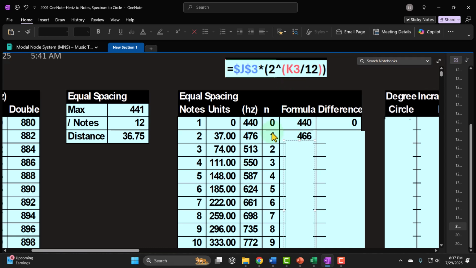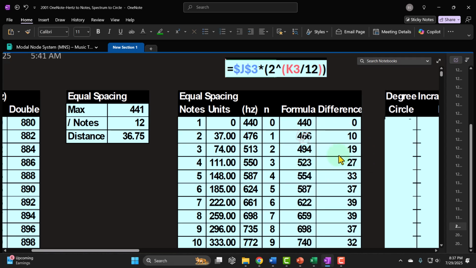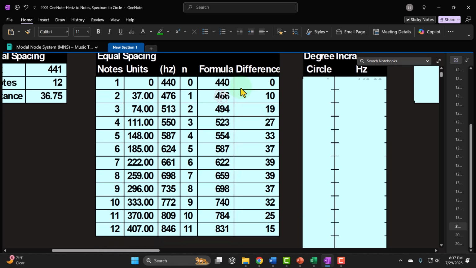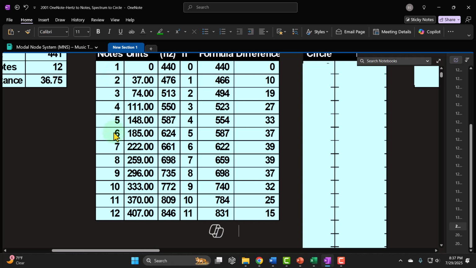n would be 1 divided by 12. Okay, so I don't want to get too focused on the math. Just the idea would be this is us more formally taking the 12 notes and bending them into a circle. So you have this difference between what you would normally get evenly and what we're doing.